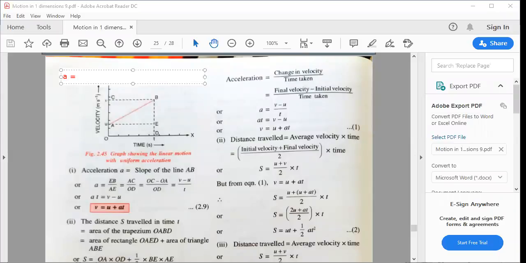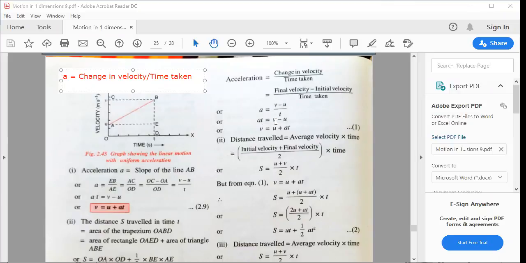Okay. What is acceleration? So this is the non-graph way of proving it. It is change in velocity upon time taken. Now what is change in velocity, which you can already see here? It is final velocity minus initial velocity upon time taken. So A is V minus U upon T.